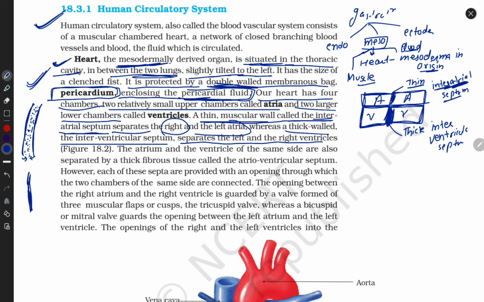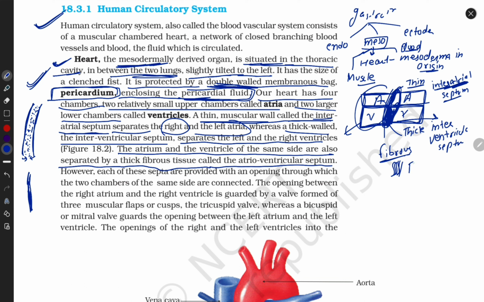Write down your bullets. The atrium and ventricle of the same side are also separated by a thick fibrous tissue called the atrioventricular septum, which is a fibrous part as well as a muscular part. They divide this portion and that portion separately. It is made up of fibrous tissue. Fibrous means fiber-like structure, and this is part of the ECM, extracellular matrix, very strong. We call it the atrioventricular septum. This is the interatrial septum, this is the interventricular septum, and this divides into 2 parts.